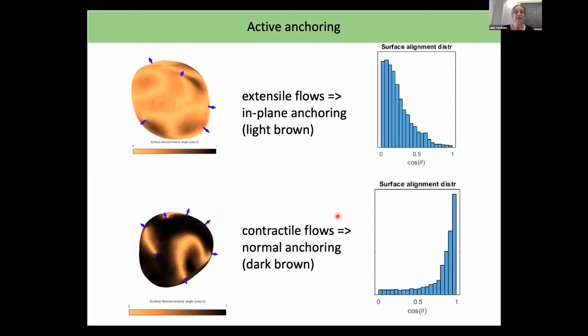And so the active nematic tends to lie in the plane at the surface if the flow is extensile, and if the flows are contractile, it does the opposite, and it tends to lie perpendicular to the surface. And it's this which controls very different behavior of extensile and contractile active nematics in 3 dimensions.